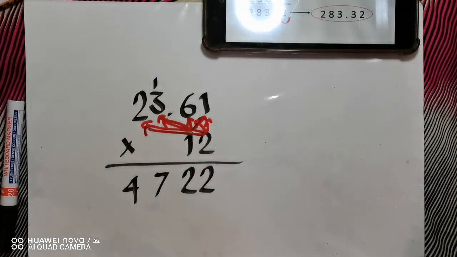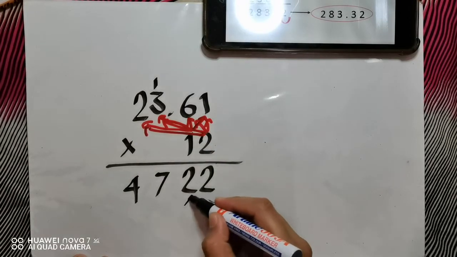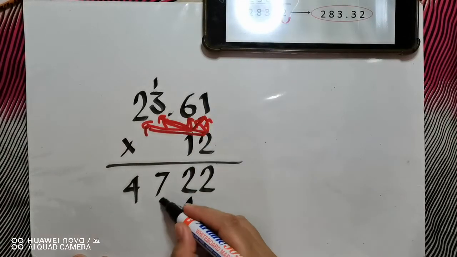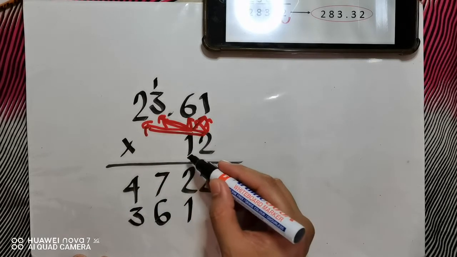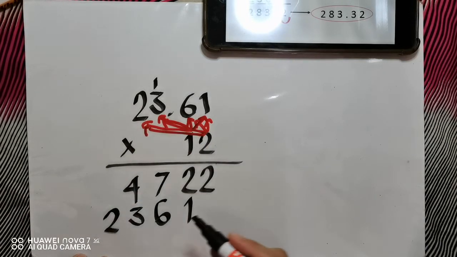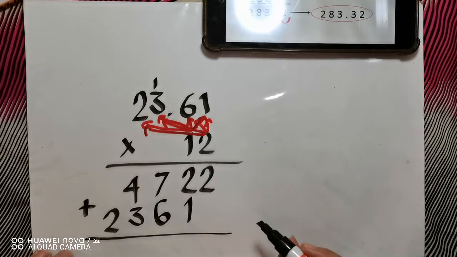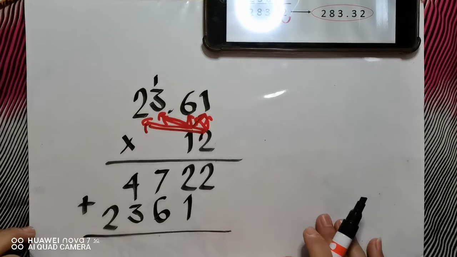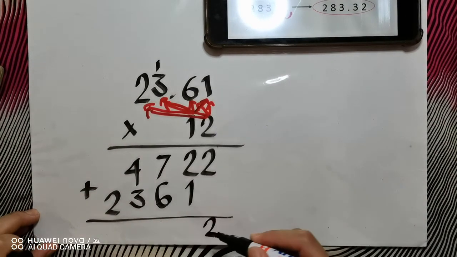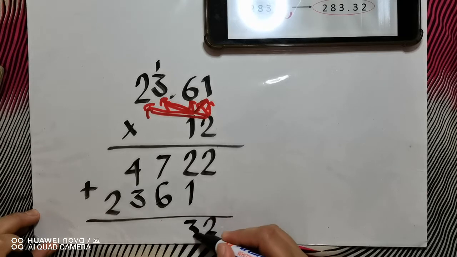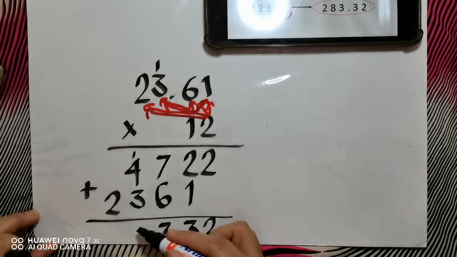So, multiply na natin yung 1. So, we have 1 times 1. We have here 1. 1 times 6, we have here 6. 1 times 3, we have here 3. 1 times 2, we have here 2. So, ayan. And then, we're going to add. So, we have here 2. We have here 3. 7 plus 6, that's 13. Bring group 1, that's 8.